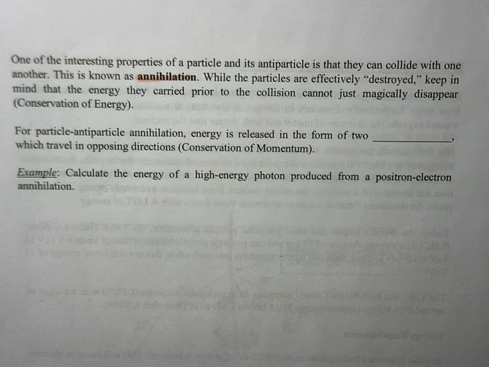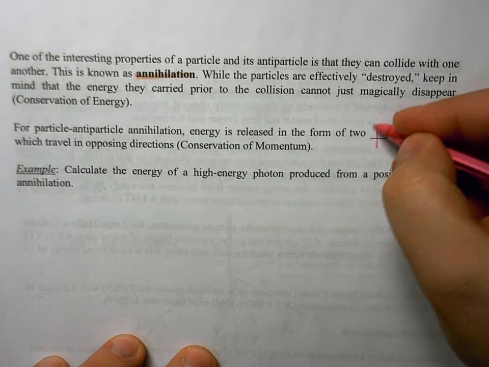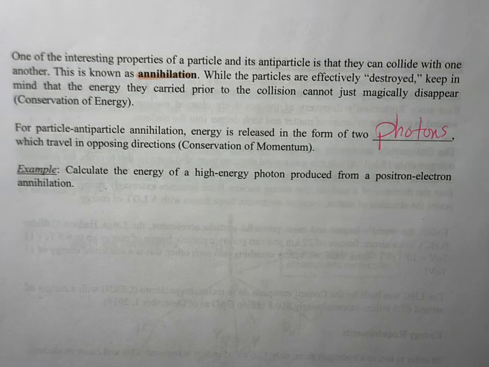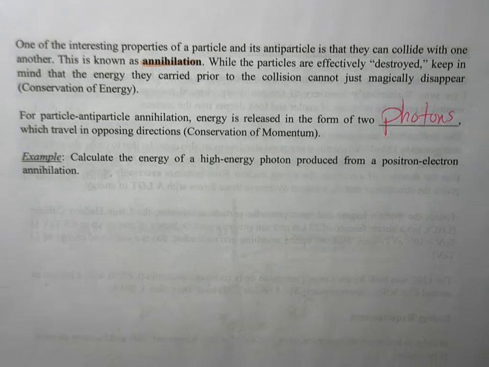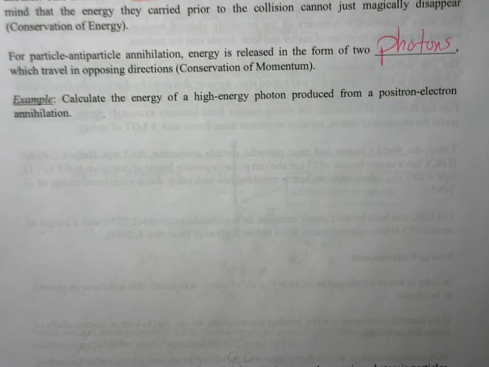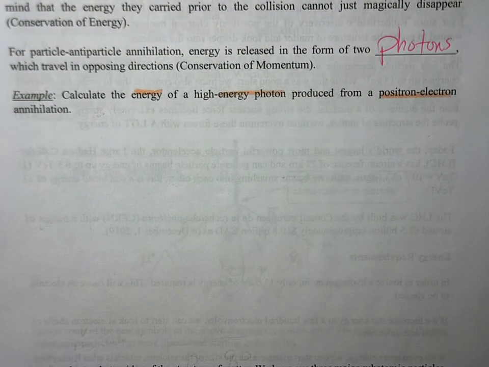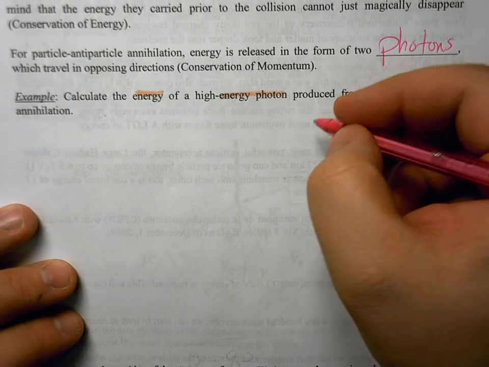Generally, when we have a particle-antiparticle annihilation, we're going to have energy being released, and it's generally released in the form of two photons. Those photons are going to travel in opposing directions to conserve momentum. Let me explain what's going on with that in this example here. We want to calculate the energy of a high energy photon from a positron electron annihilation. Here's what's going on.